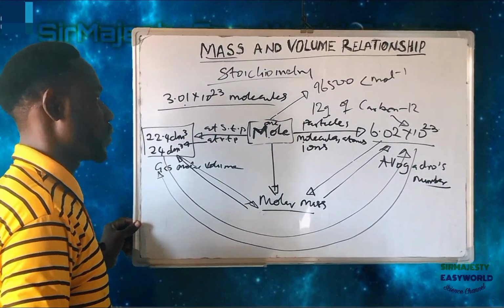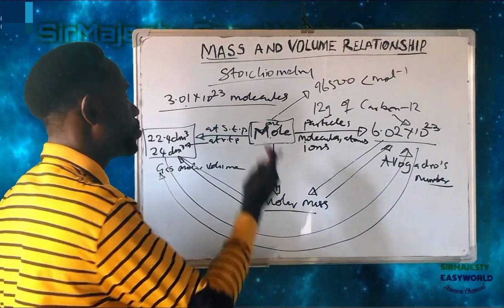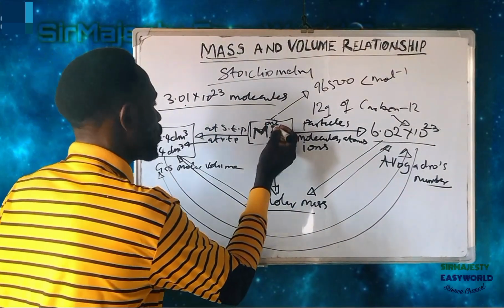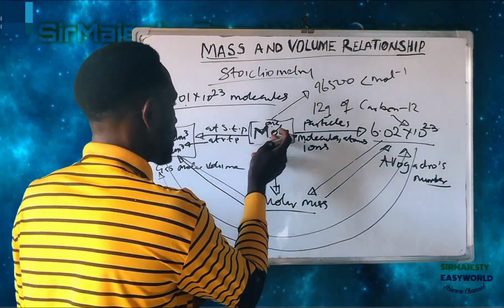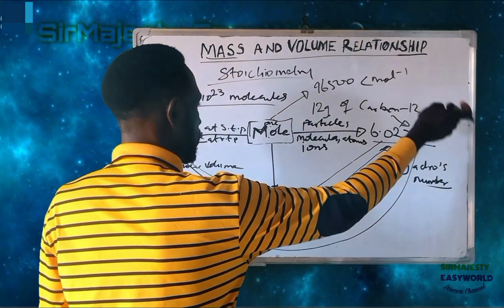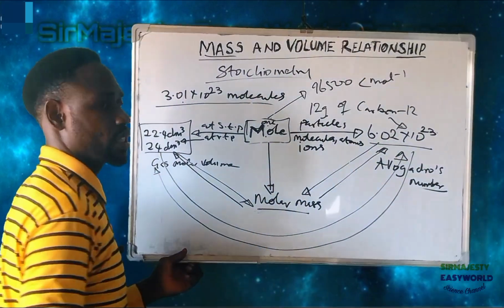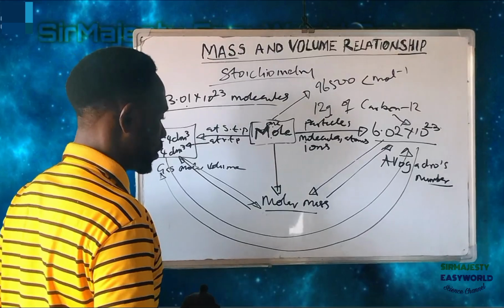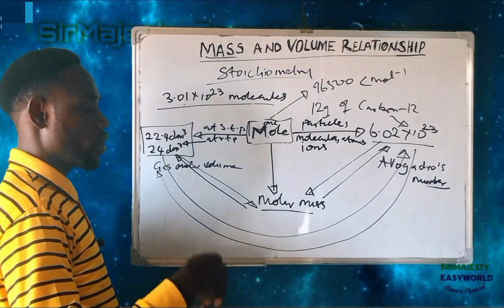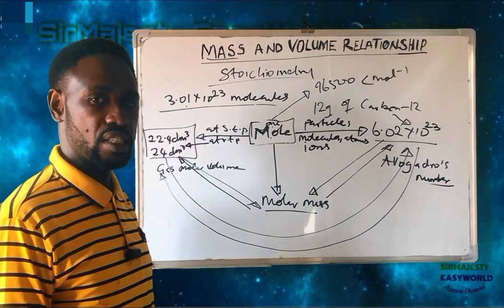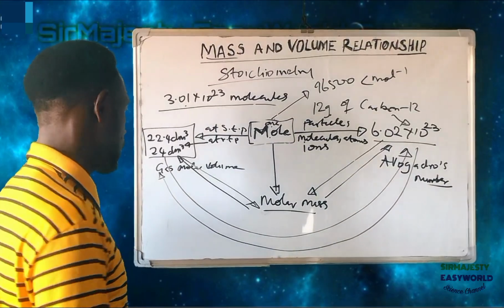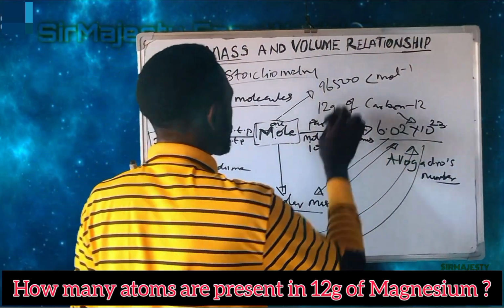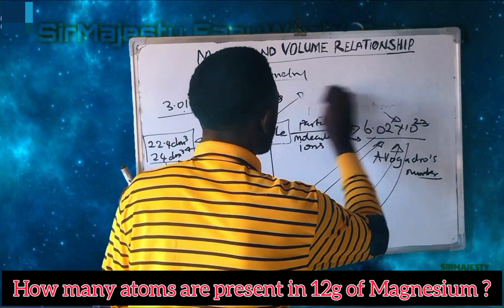And my question now is, how many moles are present in 3.01 times 10 to the power 23 molecules? So I'm relating 1 and 6.02. 1 is for mole. 6.02 times 10 to the power 23 is equivalent when we speak in terms of particles. If this is even atom, you will still answer the same thing. Now, what if the next question says, how many atoms are present in 12 grams of magnesium?